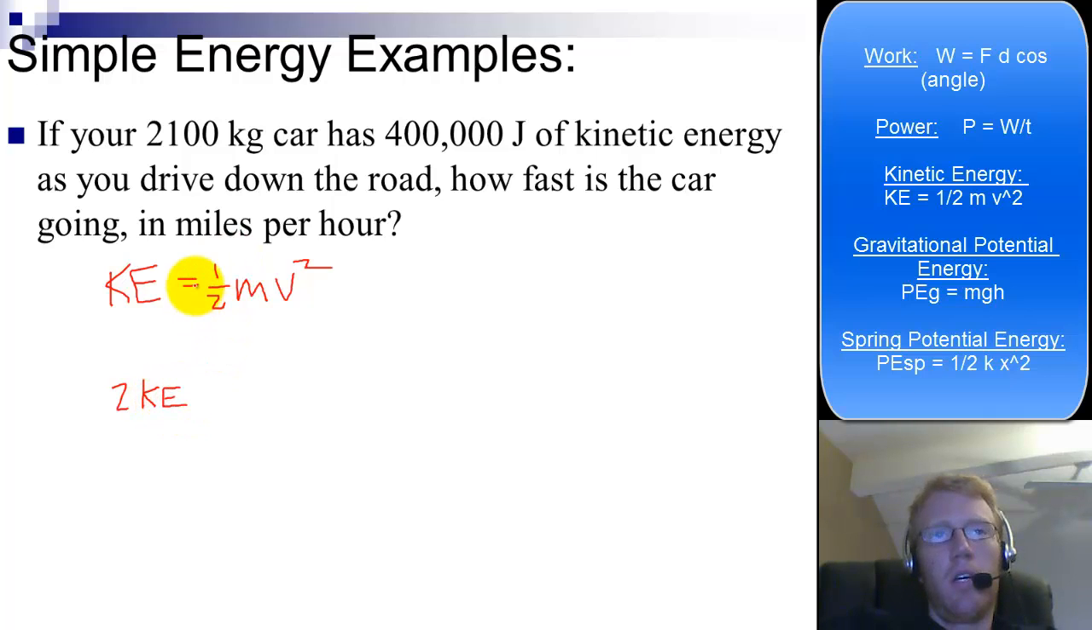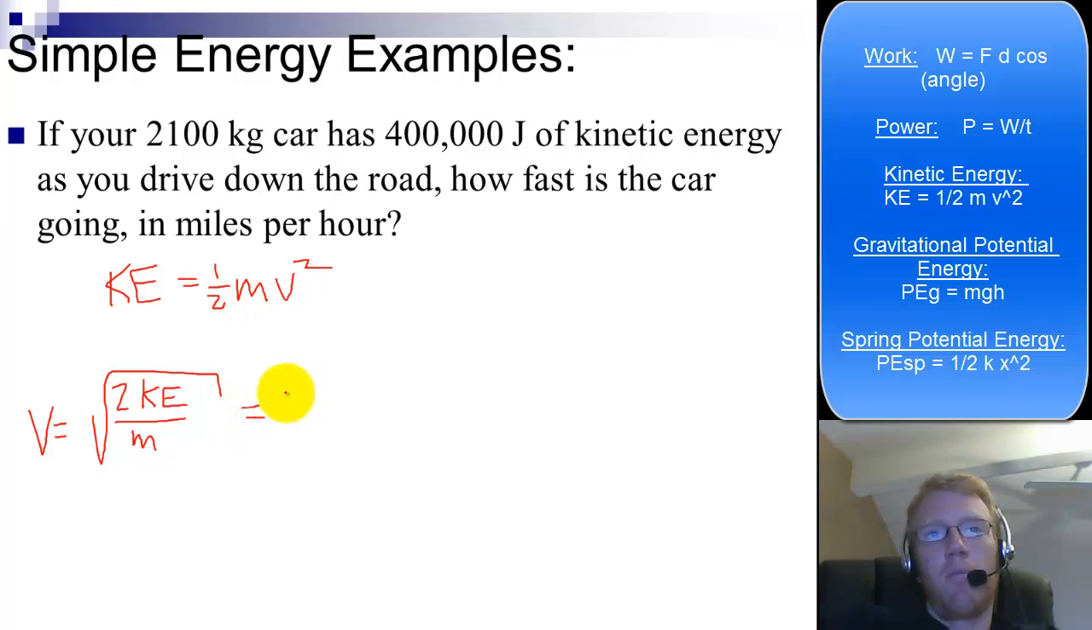Cool, that's gone. Now divide both sides by m. Now I've just got v squared by itself, so I need to take the square root. So my velocity is the square root of all that. Algebraically, you can go from here to here, and you should be able to do that in a couple of steps on your own on a piece of paper.